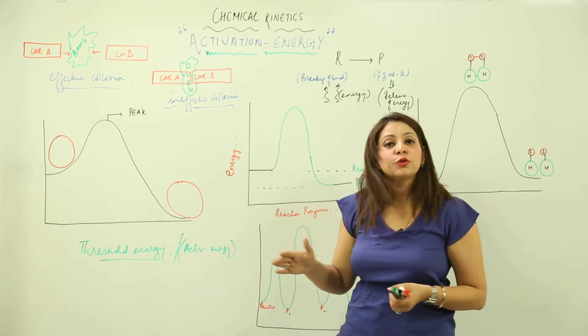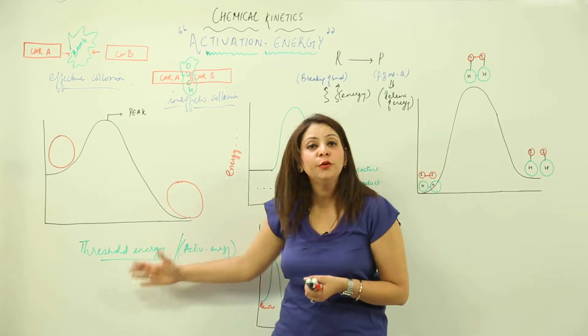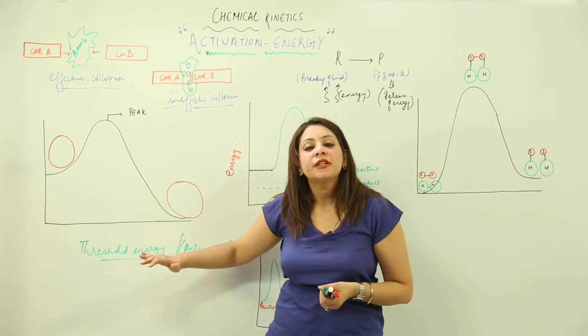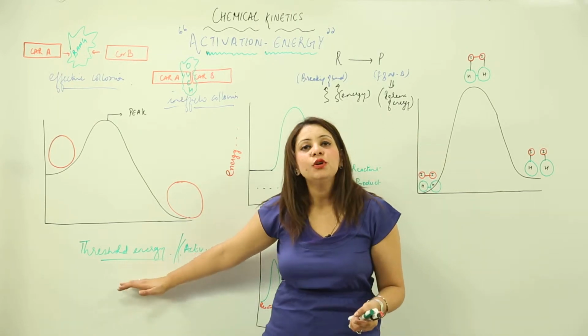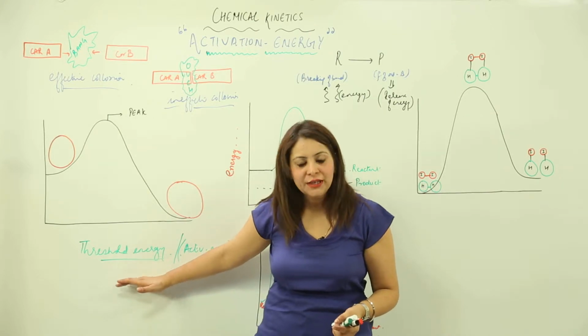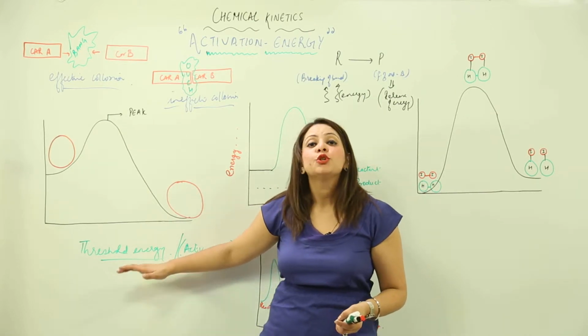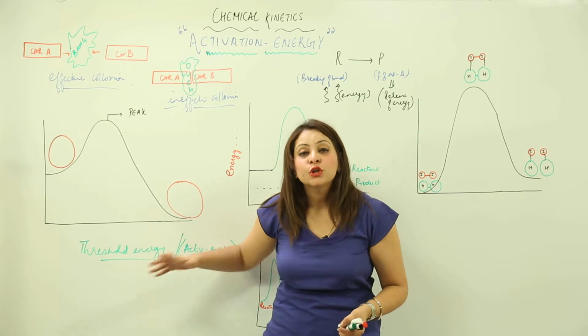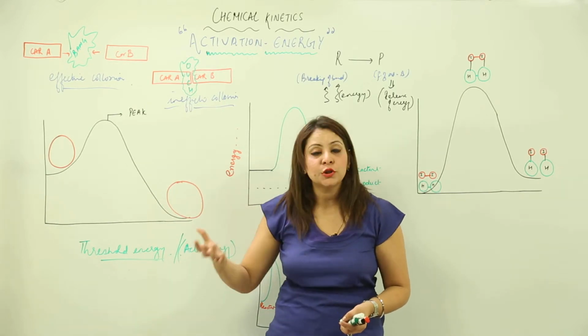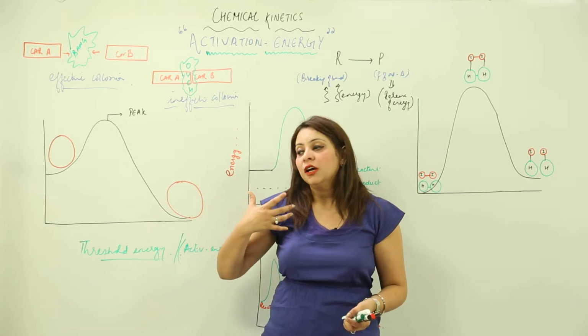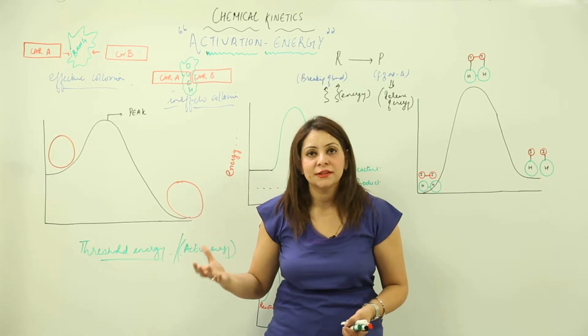So if somebody is going to ask you about threshold energy, how are you going to define it? Write in your copies: the threshold energy is the minimum energy required by the reactants to cause effective collision, so that they can make the reaction happen, or they can make the formation of products, right?